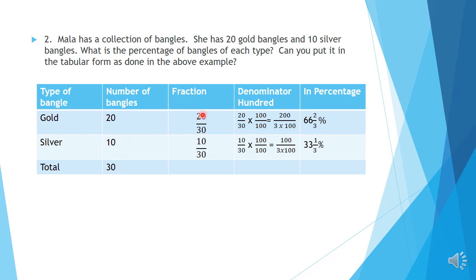Now fraction form. Fraction means number of bangles divided by total number of bangles. 20 by 30. And here 10 out of 30. Okay, fraction form. Here we are not writing the simplified form. Keep it like this only. Now denominator 100. We have to change the denominator to 100. Children, when you think 30 to change it to 100, we cannot get any number, because 30 into 2 we get 60. That way any number taking also we cannot change 30 to 100.